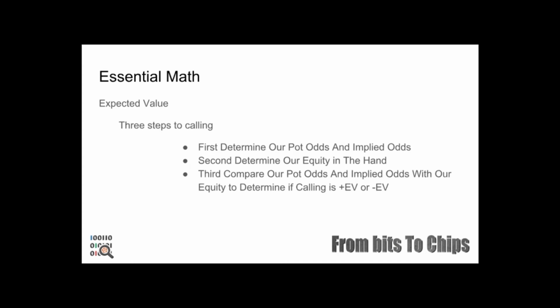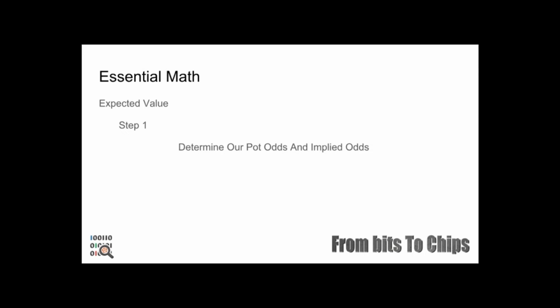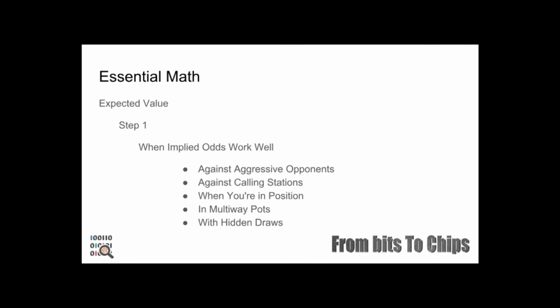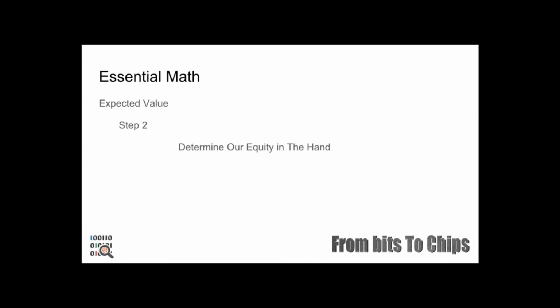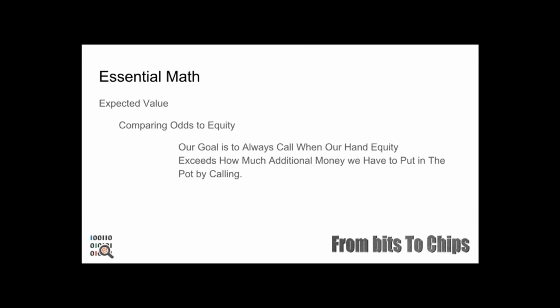Now that we understand what expected value or EV is, we can begin to determine whether we should call or fold any hand by applying these 3 steps. Our first step is to determine the pot odds we are being offered using the method we learned in the previous video. We will also need to determine whether we have any implied odds for the hand.